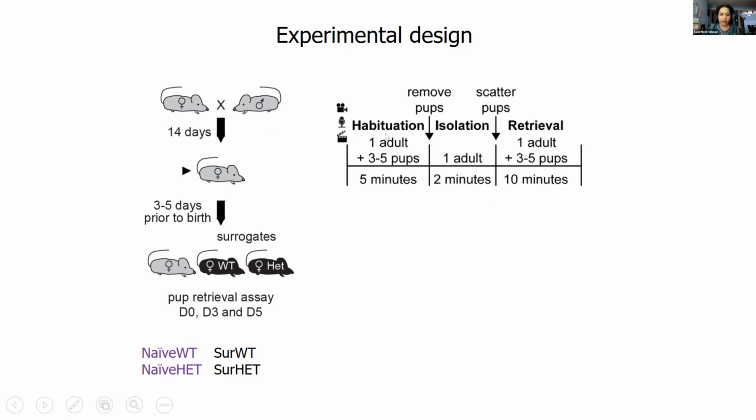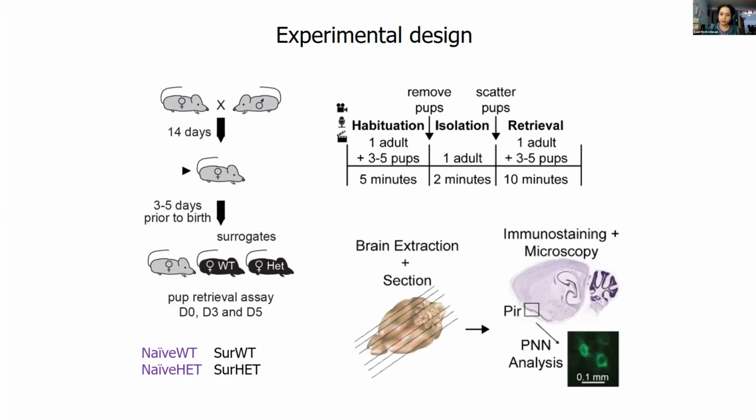During the actual retrieval assay, we start by removing the 2 other adults and any remaining extra pups out of the home cage and habituate the 1 adult and the pups for this particular assay for about 5 minutes in the home cage with the recording setup. Then we remove the pups and prime the adult in the isolation stage. Next, we scatter the pups in the different corners of the cage to initiate this retrieval process. After about 10 minutes of retrieval and recording, we start the process again for the other adults.